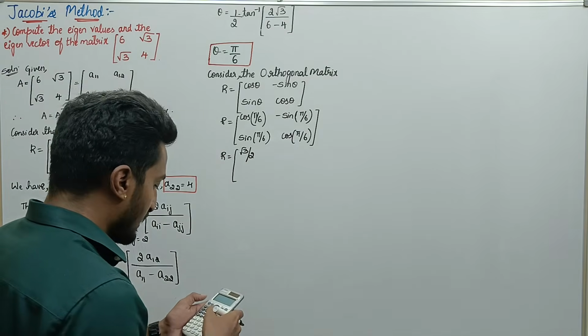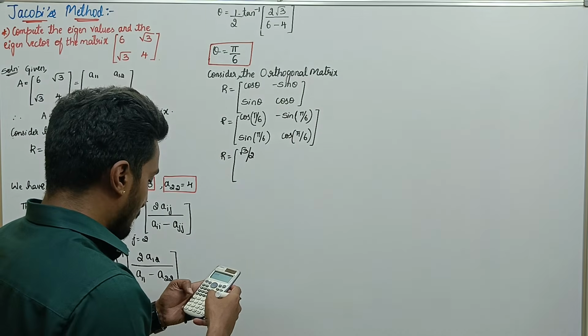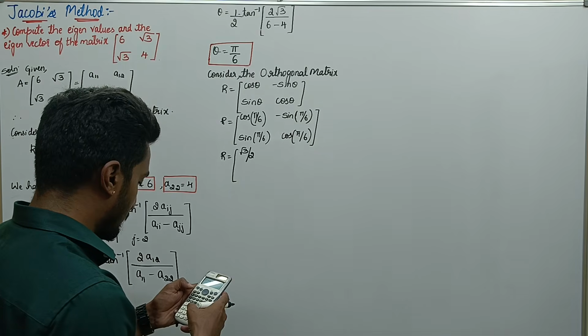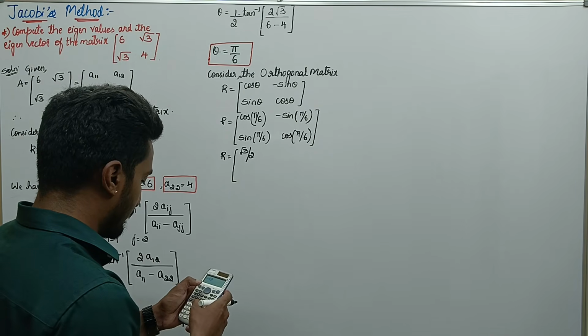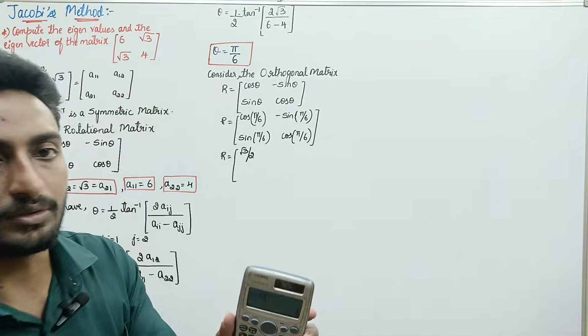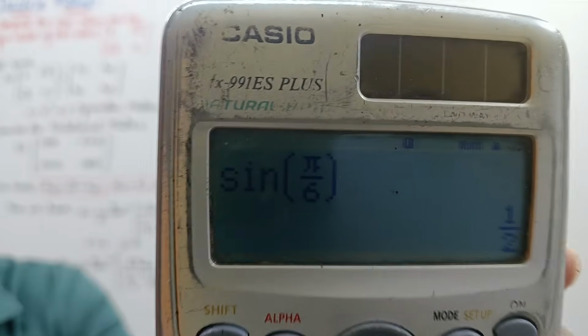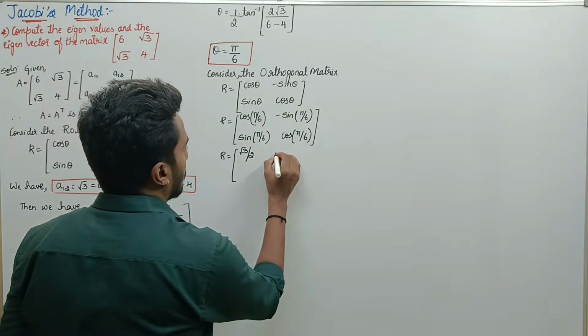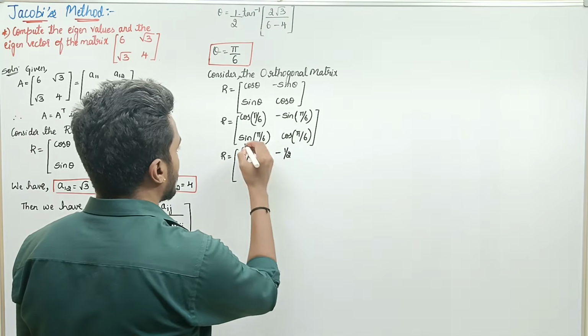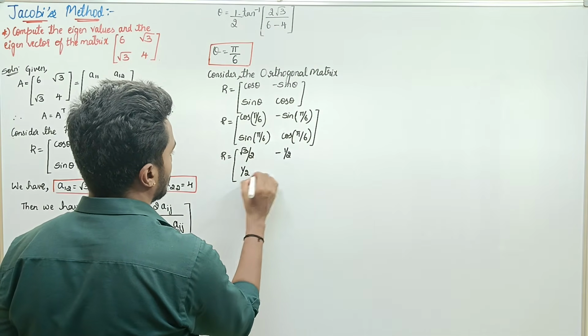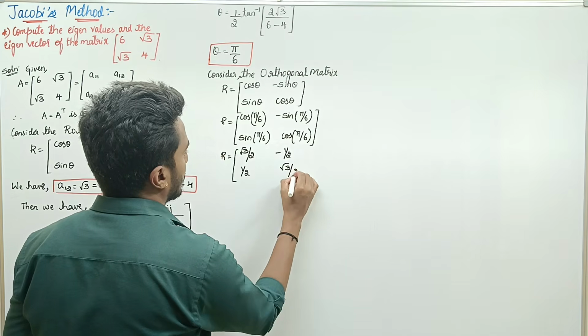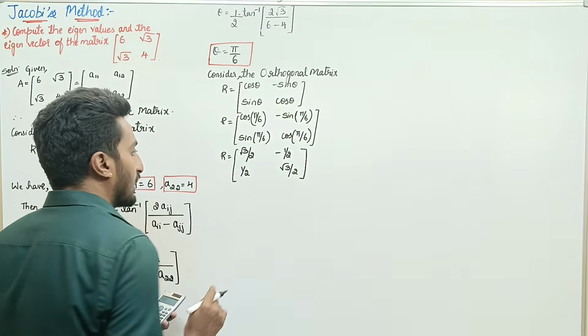Similarly, do it for sin pi by 6, pi divided by 6. You get 1 by 2. Minus 1 by 2. Similarly, sin pi by 6 is 1 by 2, and cos pi by 6 is root 3 by 2. Okay, done.